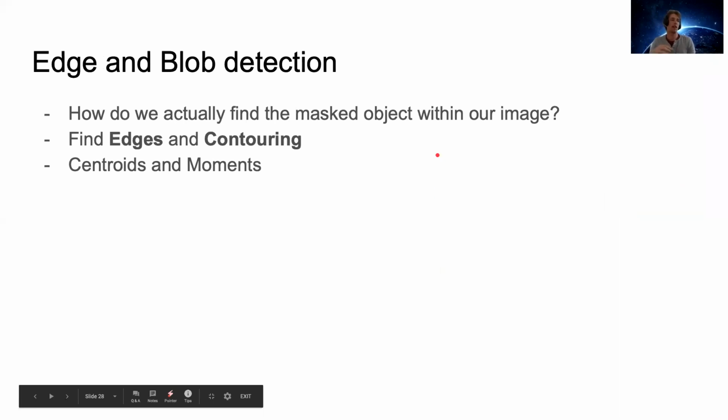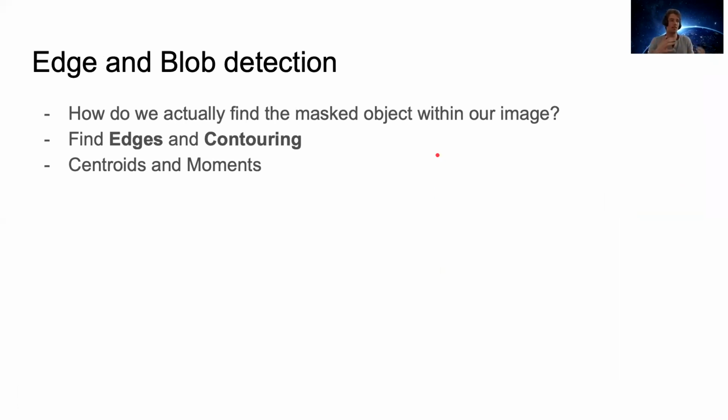So how do we actually find the mask object in our image? I'm going to talk about two core things, which are going to be edges and contouring. Right? And this is the way we actually can go from our mask to actually finding where that object is in the scene. And the end goal is basically we want a single point that can help identify where that object is within that scene, or a couple of points if there are a couple of objects. That's like our end goal here.